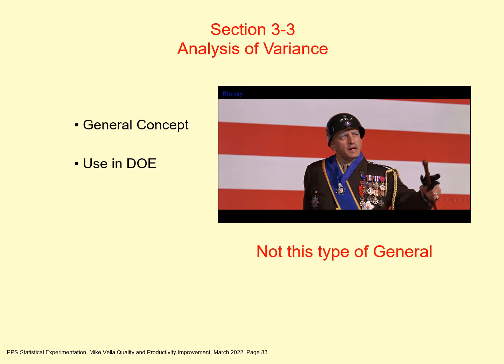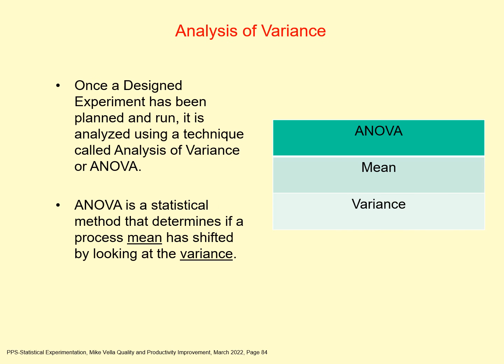Next section, section 3.3, analysis of variance. We're going to be talking about the general concept and use in DOE. Once a designed experiment has been planned and run, it's analyzed using a technique called analysis of variance, or ANOVA. ANOVA is a statistical method that determines if a process mean has shifted by looking at the variance.